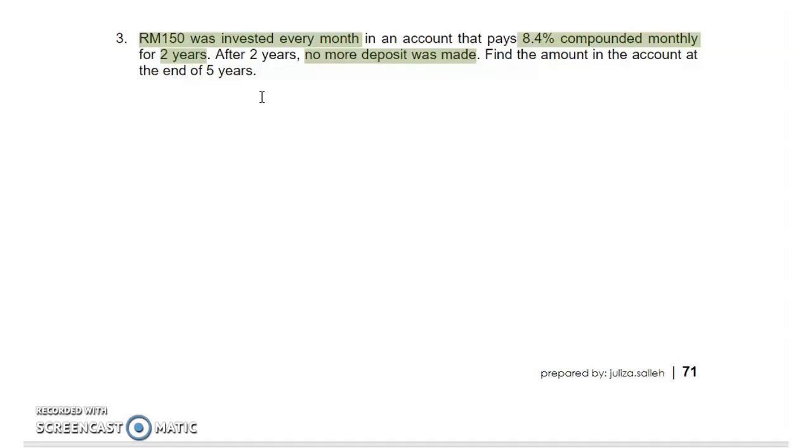Okay, for this type of question, since there is no more deposit after 2 years, meaning no more value R, which is 150 here, you had better extract the info into a timeline, so it is easy for you to understand. Okay, let's say I put in this timeline. So the total period is 5 years. We invest every month 150 ringgit, so R equals 150 ringgit. After 2 years, no more deposit was made.